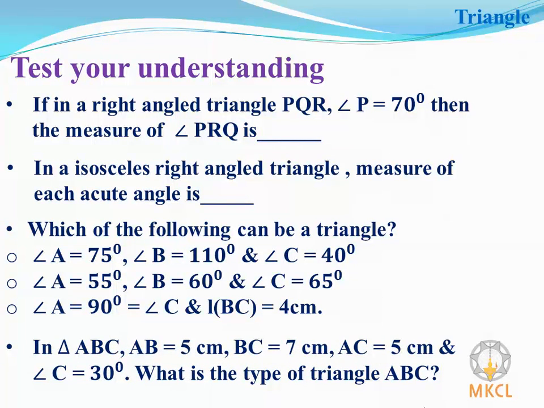And last, in a triangle ABC, AB is equal to 5 cm, BC is equal to 7 cm, AC is equal to 5 cm, and angle C is equal to 30 degrees. Then what is the type of triangle ABC?